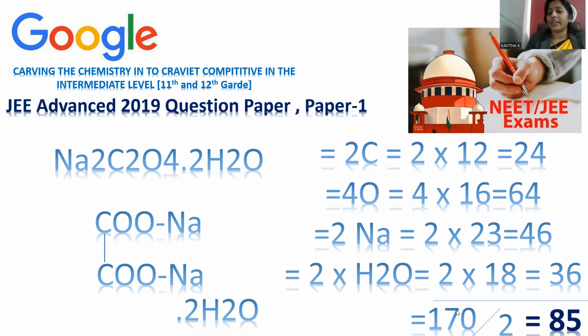Molecular weight is calculated as 170. What is the valency? It is able to generate two negative charges or else two positive charges, so its valency is 2. COO minus, COO minus, or else Na plus, Na plus. Two negative charges you can count, or else two positive charges. The valency must be 2. So 170 divided by 2 becomes 85. 85 is the equivalent weight of sodium oxalate dihydrate.